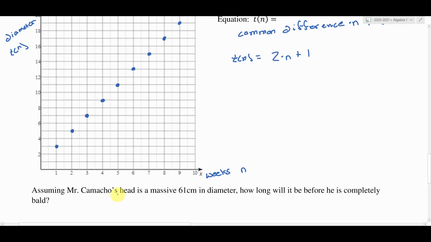Now, what kind of predictions would we make with this? Well, let's assume Mr. Camacho's head is a massive 61 centimeters in diameter. All right, he's got a big head. How long is it going to take before he's completely bald? Assuming that the bald spot keeps growing and eventually equals the diameter of his head, he'll have no hair left.